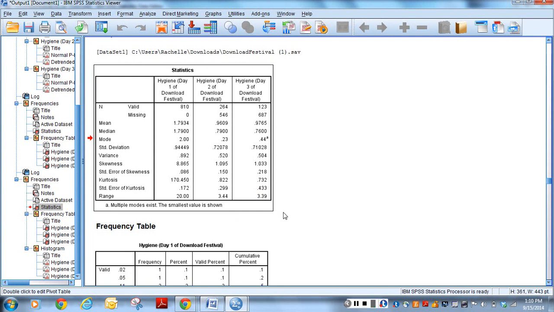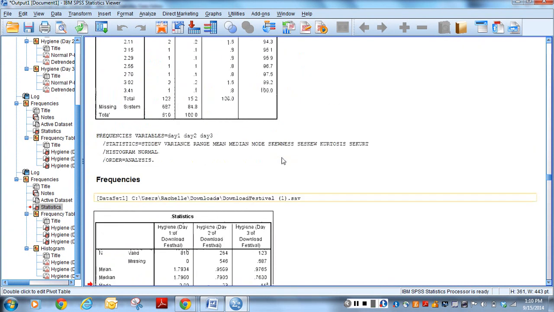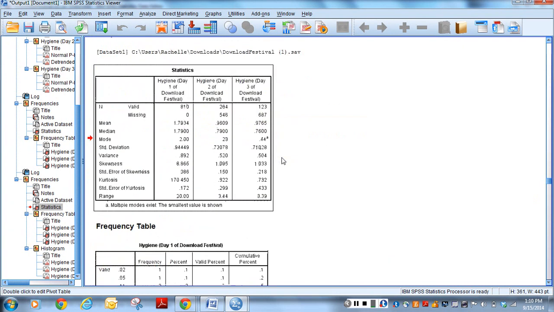So again, this is how you would use your descriptives in order to get your frequencies, and this is where you would get your skewness and kurtosis numbers, your skewness and kurtosis statistics.